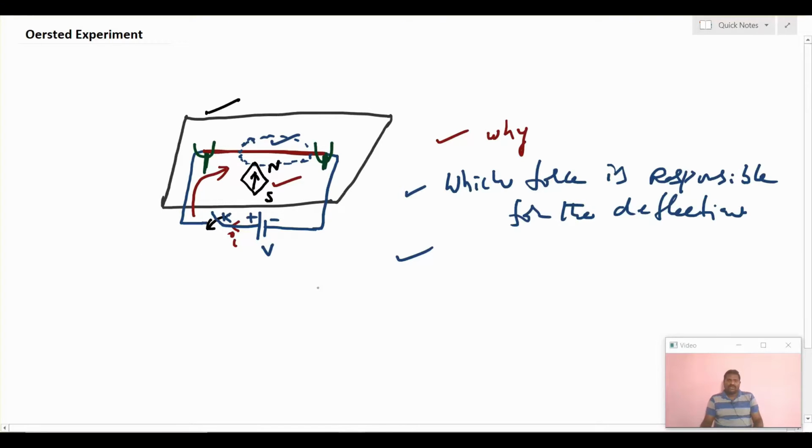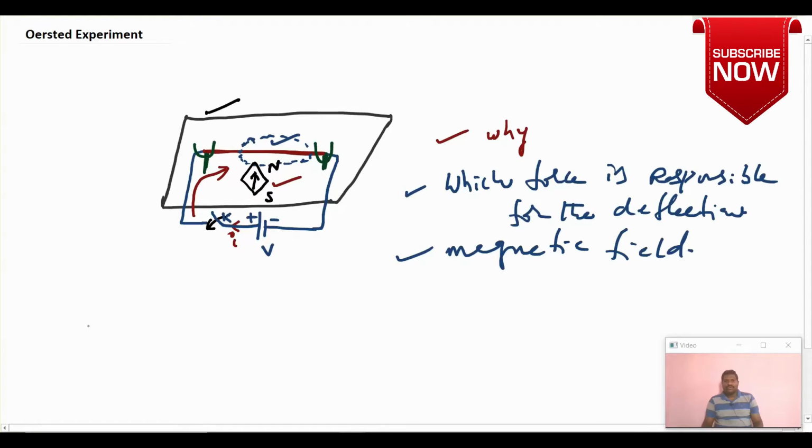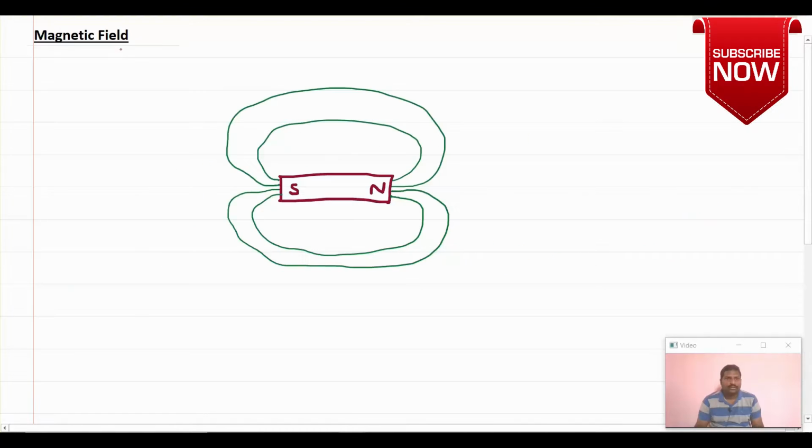Okay. So what is the reason? Magnetic field. So we have to understand this magnetic field again. Here let's discuss the magnetic field. Now I consider one magnet which has a south pole and a north pole.